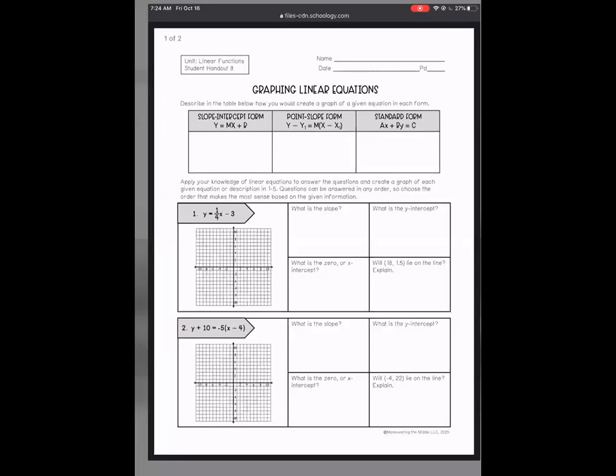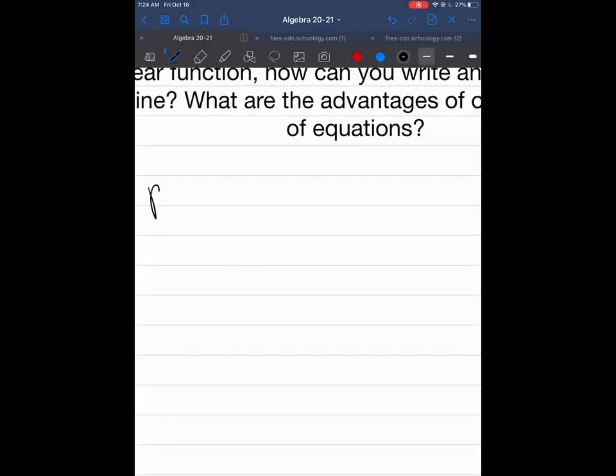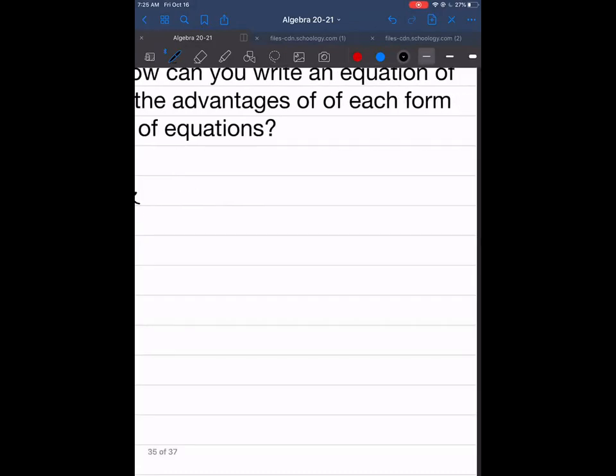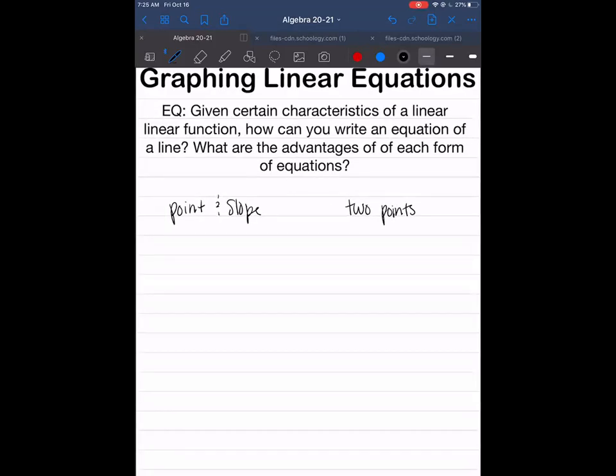Oops, wrong tab. Okay, so now that we have learned about all the different forms of equations of lines, we've talked about graphing them in each little lesson, but I want to make sure we know specifically how to use each form to graph. So what we need in order to graph any of these is either a point and a slope, or 2 points. That is what we need to figure out how to plot a line.